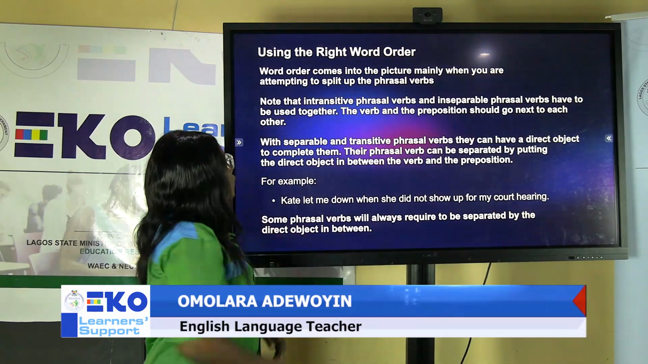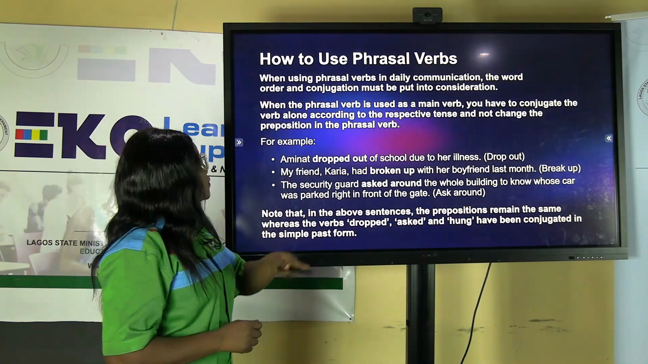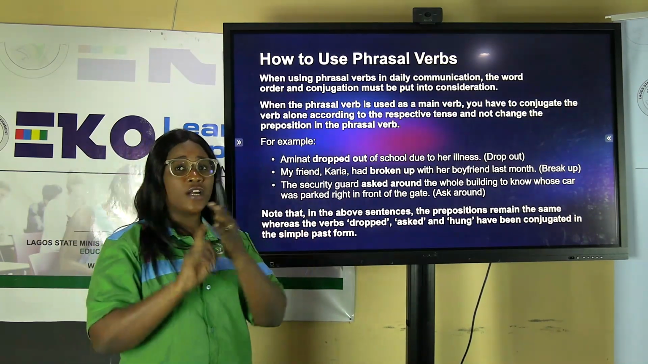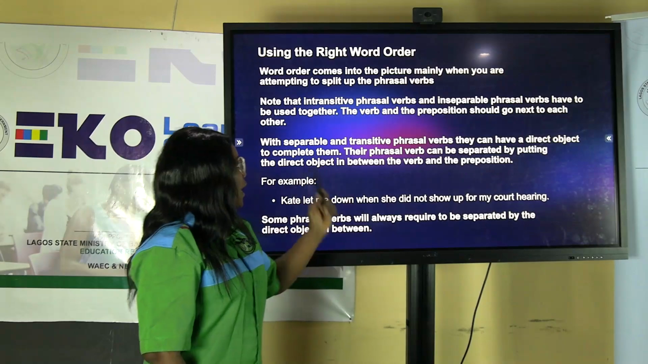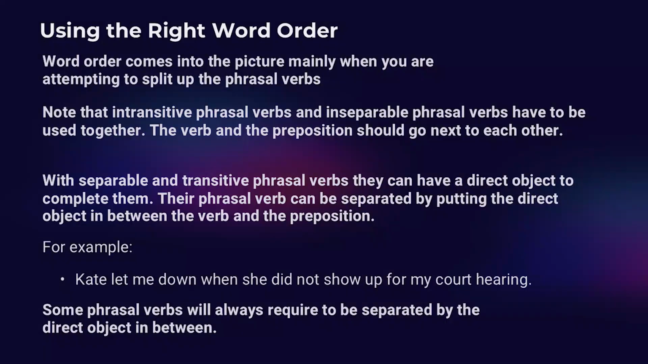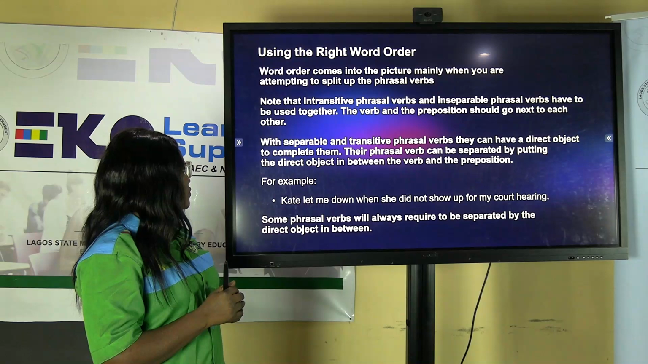Let's move on. Using the right word order. Remember, in the use of phrasal verbs, word order is important and conjugation is important. We have looked at conjugation. How about the word order? Word order comes into the picture mainly when you are attempting to split up the phrasal verbs. Note that intransitive phrasal verbs and inseparable phrasal verbs, as we discussed earlier, have to be used together. The verb and the preposition should go next to each other.